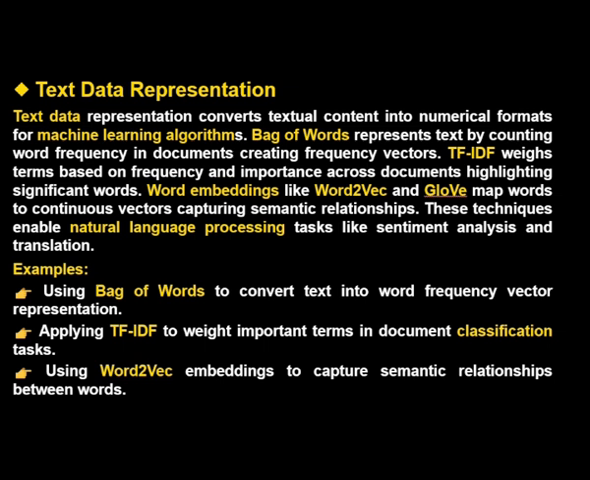So next one is text data representation. Text data cannot be directly processed by machine learning algorithms because it is non-numerical. Therefore, text must be converted into numerical representations. One simple method is bag of words, which counts word frequencies. Another popular technique is term frequency-inverse document frequency, which gives importance to significant words across documents.